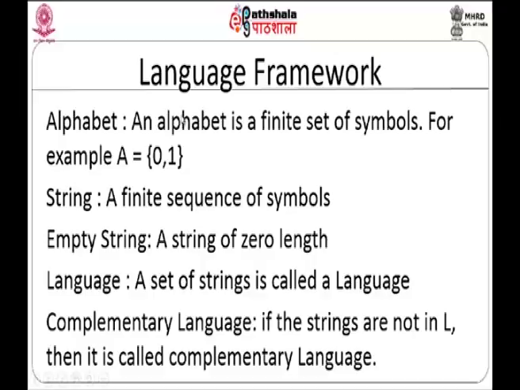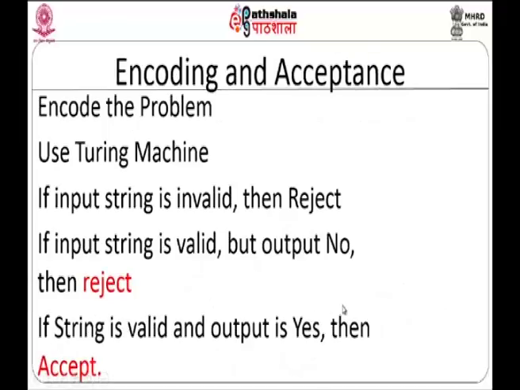These are some of the important terminologies we have. Alphabet: since this is a decision problem, 0 and 1 are the finite set of symbols. So, an alphabet is a finite set of symbols, and by combining them we get a finite sequence. We call that a string, and the set of strings formulates a language, and once we have the language, using that we can encode the problem.